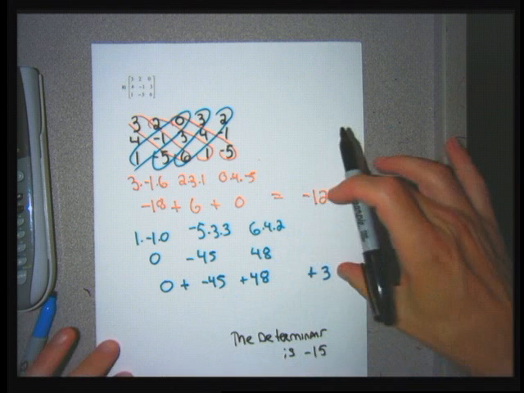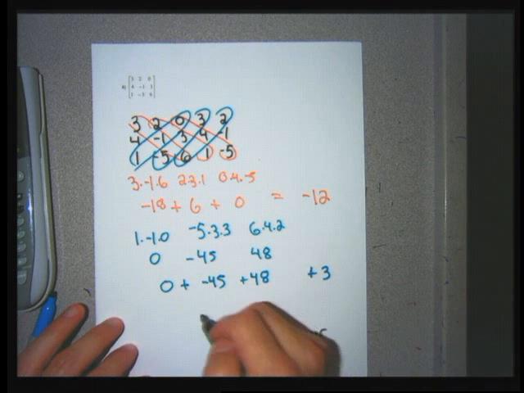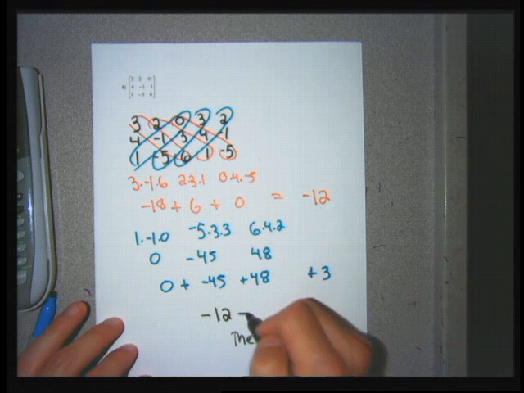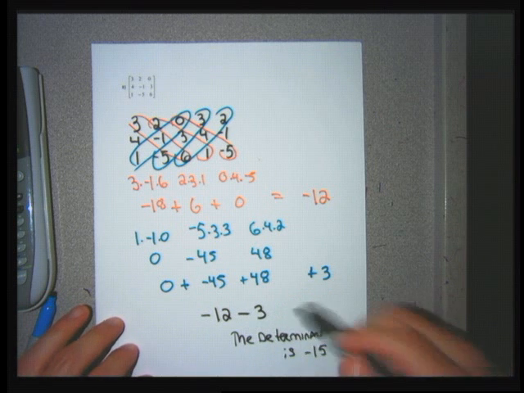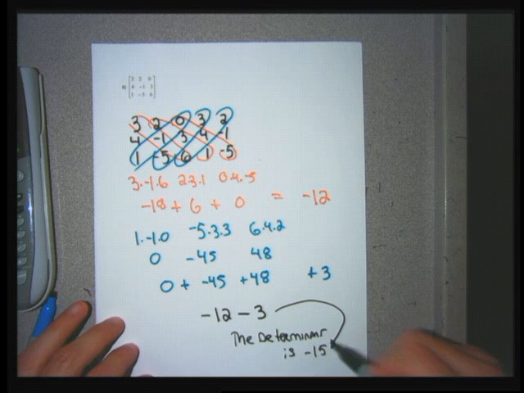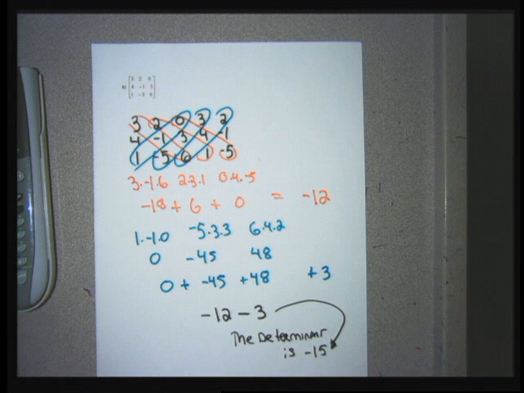For the determinant, I subtract these two numbers. The first number that I computed was negative 12. The second number I computed was 3. And negative 12 minus 3 is negative 15. So that's how we would do a determinant by hand, a 3 by 3.